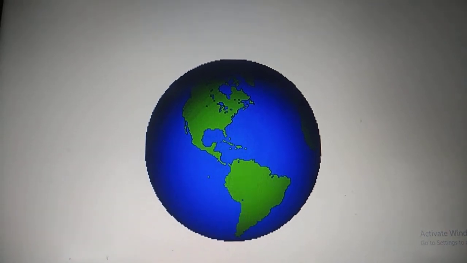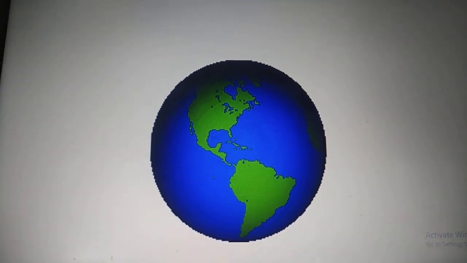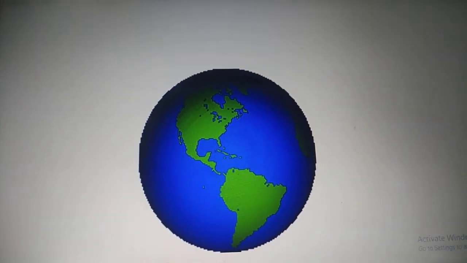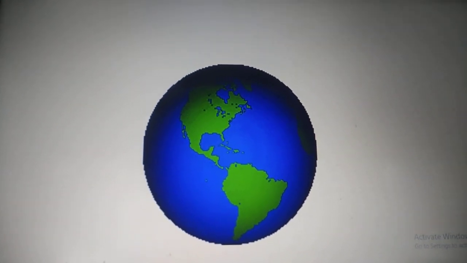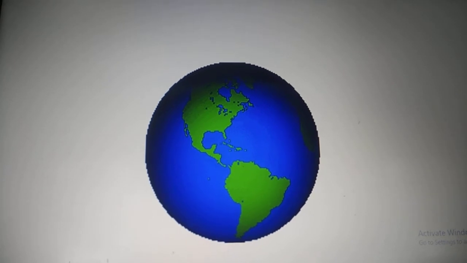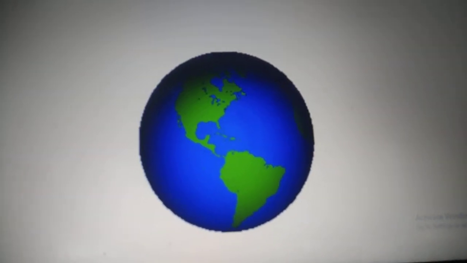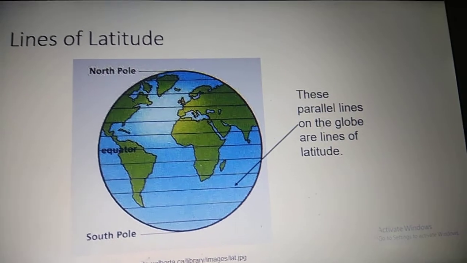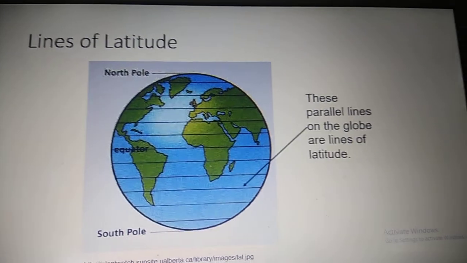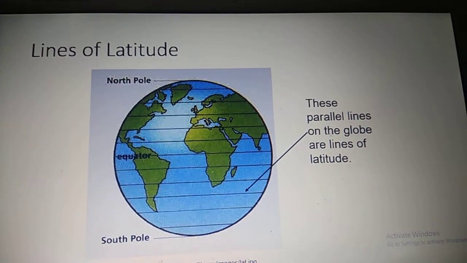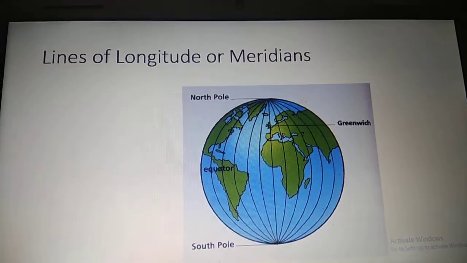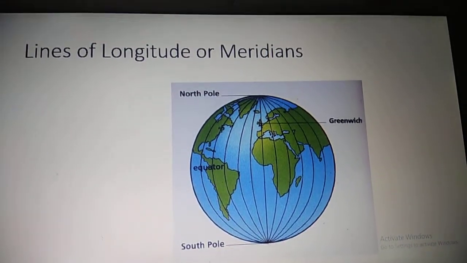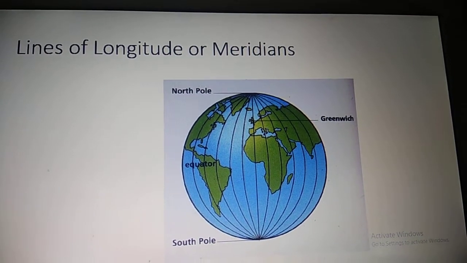Now, how does the GPS locate places? In order to locate places and know the time of a place, we need to draw imaginary lines on the globe. So what are these imaginary lines? Let us understand this. Children, we draw two imaginary lines on the globe. They are lines of latitude, also called parallels of latitude, and lines of longitude, also called meridians.